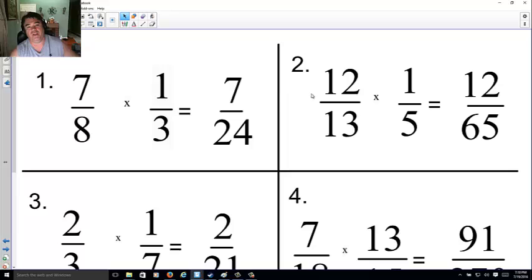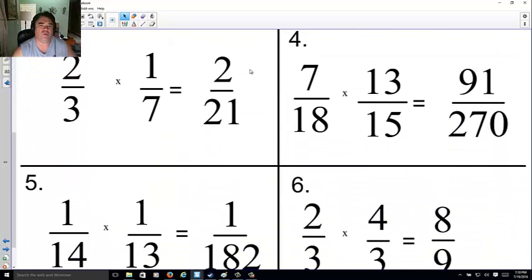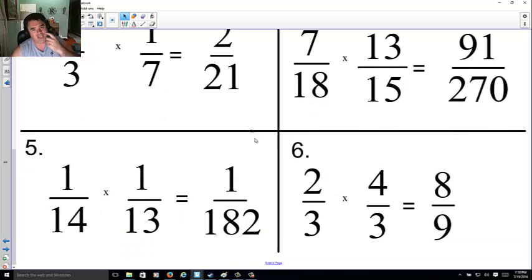Well, for 1 and 2, I have 7/24 and 12/65. 3 and 4, I got 2 over 21 and 91 over 270. And 5 and 6, I have 1 over 182 and 8 over 9. I hope you got them right as well.